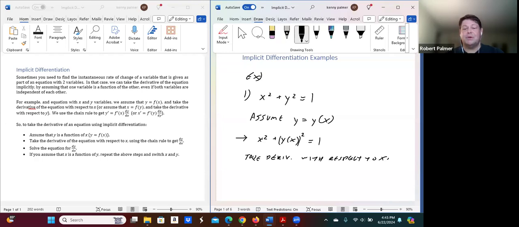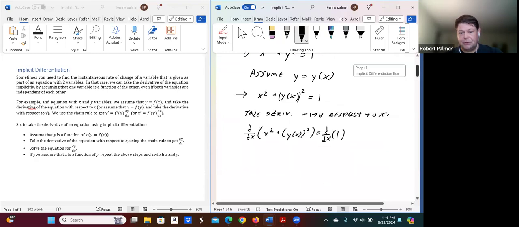Okay, so to start down the line, what we're going to do then is write the symbols. It looks kind of like this: d/dx of (x squared plus y of x squared). And so once again, since it's an equation, what I do to one side, I have to do to both sides.